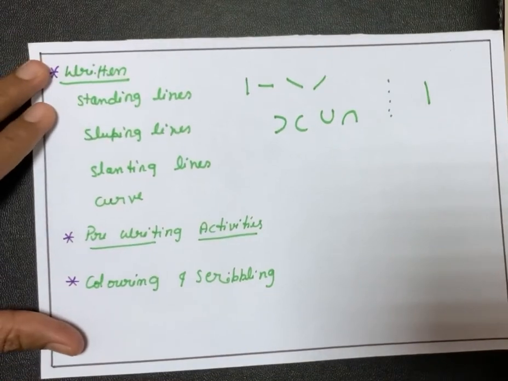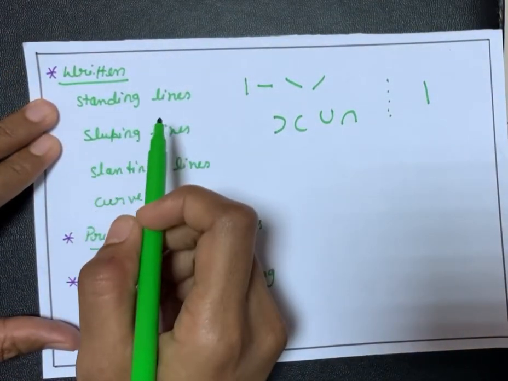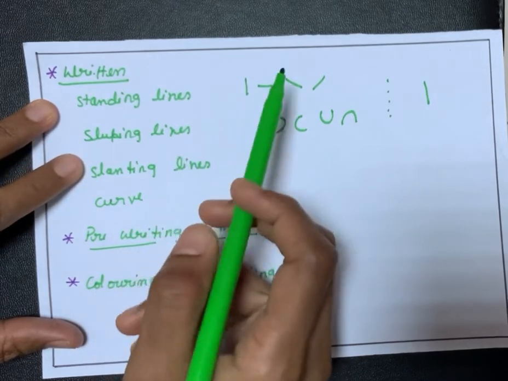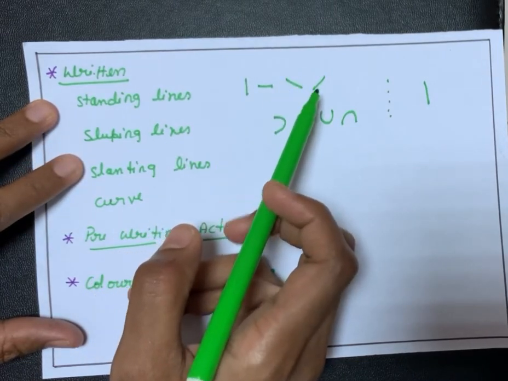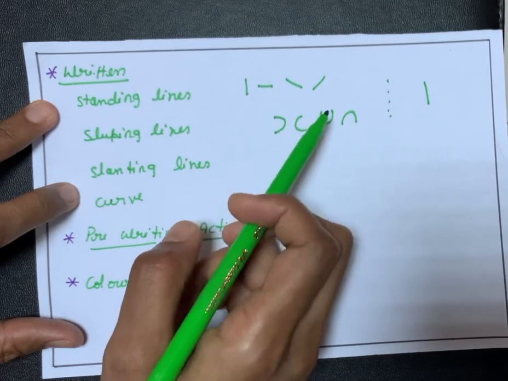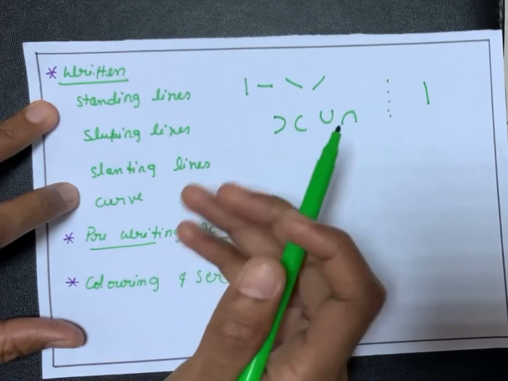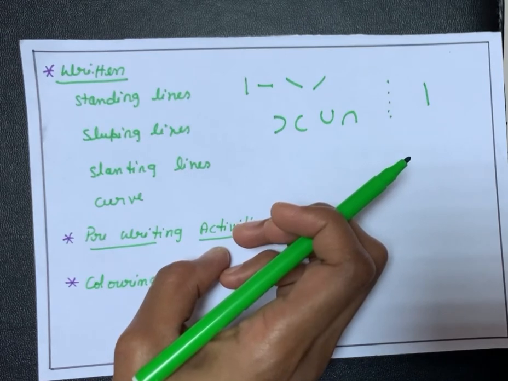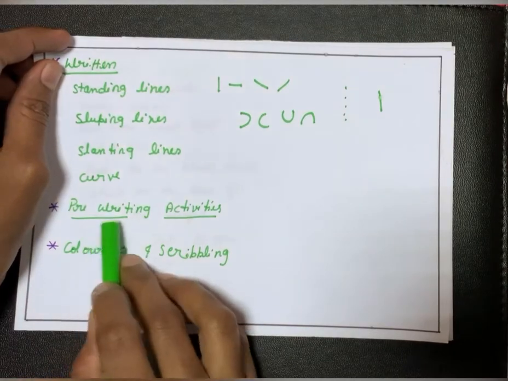Then next comes the written part. Here you can teach them to write standing lines, sleeping lines, then slanting lines, left slanting, right slanting, then curves: left curve, right curve, up curve, down curve. First give them tracing with the help of strokes, then you can make them practice on a plain sheet.